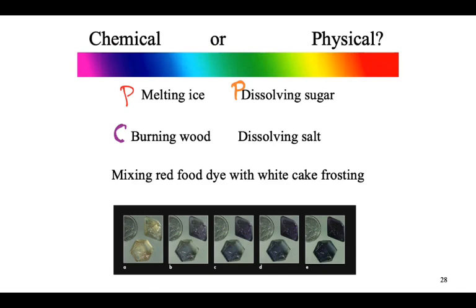The same as sugar. Why the same as sugar? Because you're diluting it in a sludge. Diluting it, reversible. It's chemical. We'll come back to that. Mixing red food dye with white cake frosting.